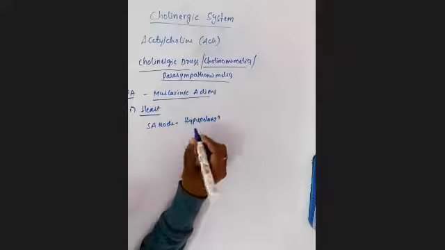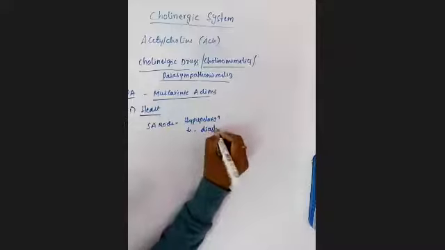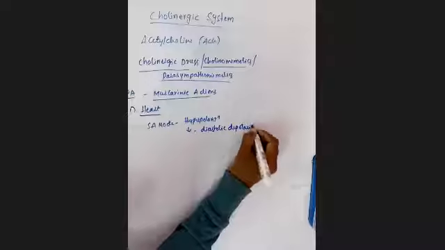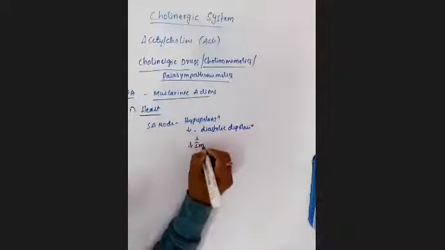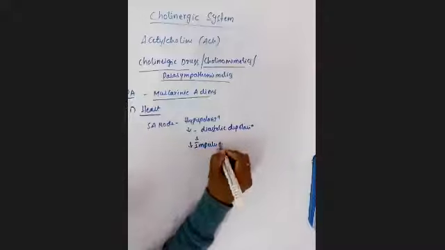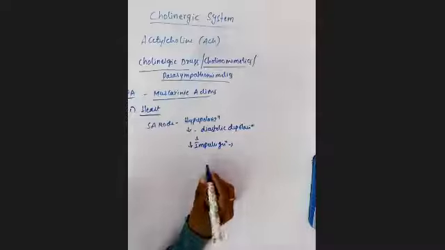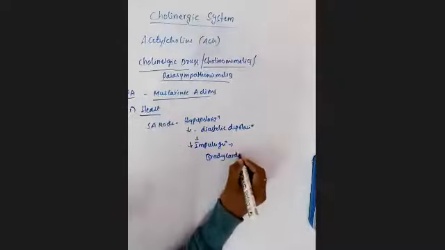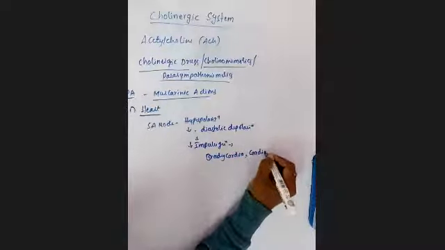Which is going to decrease the rate of diastolic depolarization. Because of that, it is going to decrease the impulse generation. Whenever there is decreased impulse generation, it may lead to bradycardia, and sometimes it may lead to cardiac arrest.